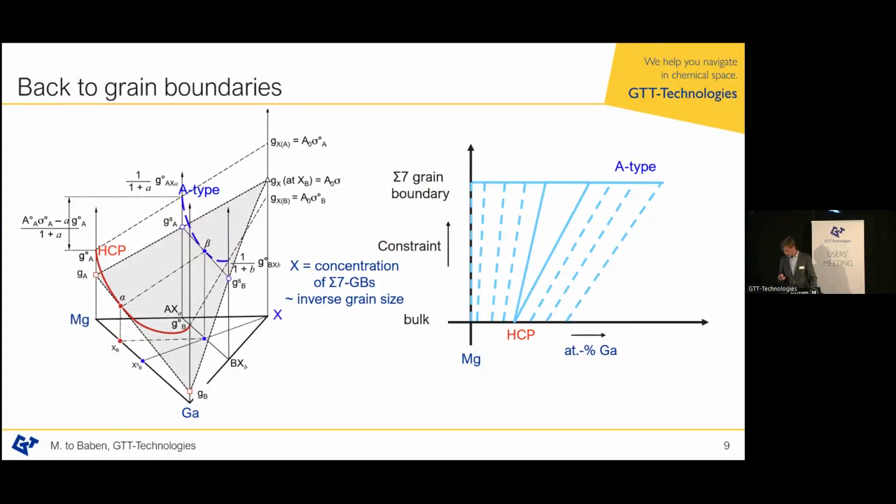As we've seen before, the magnesium does not only form for this orientation relationship one grain boundary phase, but it forms different grain boundary phases. It can form the A-type, but can also form the T-type.